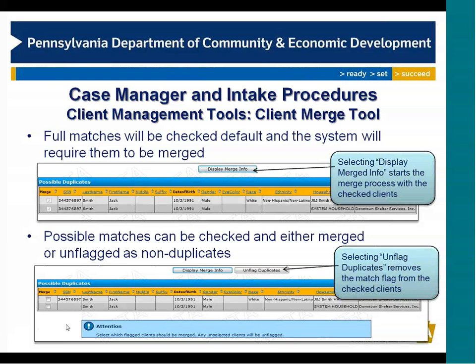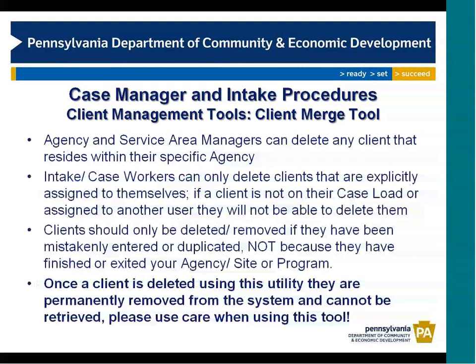Now, just to note that in certain situations, depending on your data, you could enter this merge tool, and there could be a combination of full and possibly matched people in there. All the full ones will be automatically selected, but you'll need to use the decision on whether you want to include the possible matches, unflag them, kind of have to go through those steps to intuitively figure out which ones are duplicates and which ones aren't.